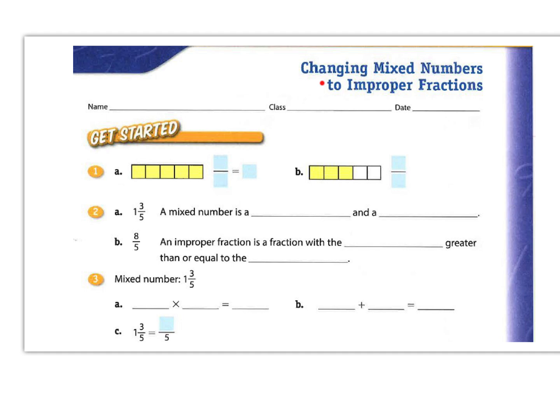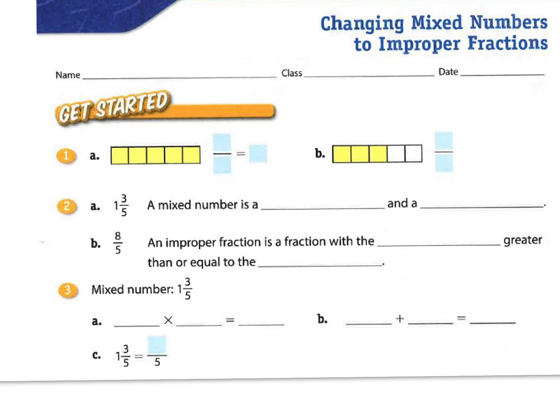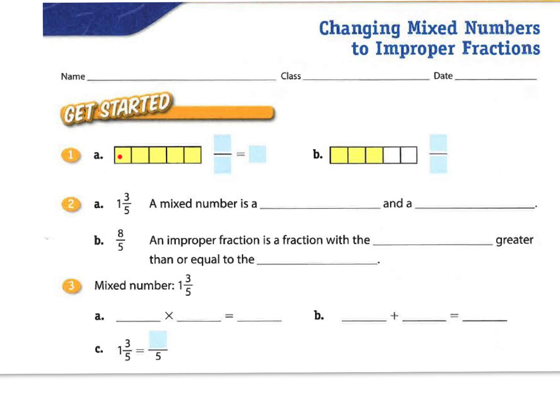Okay, so we're going to work on changing mixed numbers to improper fractions today. So I'll zoom in a little here. And we can see here, we have 1, 2, 3, 4, 5 sections, and all 5 are shaded in. So we would say it's 5 out of 5. Well, 5 divided by 5 is 1. Here we have 1, 2, 3, 4, 5 sections again, but only 1, 2, 3 are shaded in, so that represents 3/5. So a mixed number is a whole number, like we just learned, and a fraction.